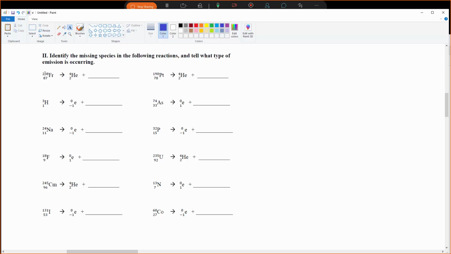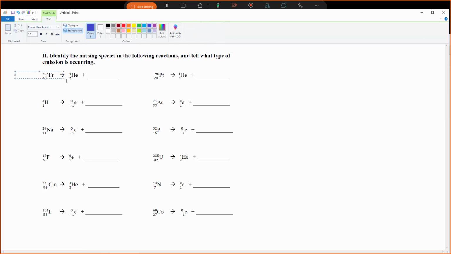Otherwise, okay. First, let's go assign these. What kind of emission is this? Alpha, beta, or positron? This one's alpha emission because you see the 4,2 helium that's formed. Okay, good. What about this one down here?